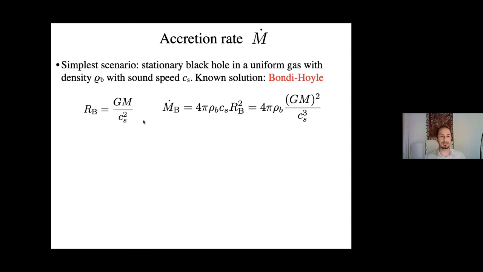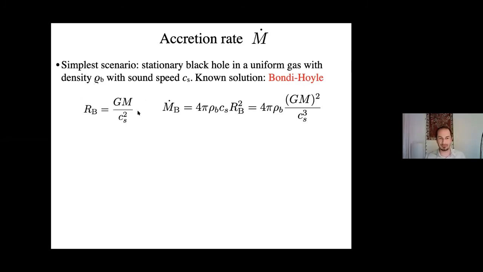with the accretion rates. So the simplest possible scenario is if you have a black hole which is stationary, not moving, in a gas which is uniform and time independent. It has some density rho_b, rho baryon, and some sound speed c_s. Note here that the sound speed is no longer c over square root of 3, because we're talking about scales which are much, much smaller than the Silk damping scale. As a consequence, it's really the thermal sound speed of the gas itself, which is 10 to the minus 5 of the speed of light, much smaller. So this problem has a known solution since I think the 40s, if not earlier. This is the Bondi-Hoyle solution.